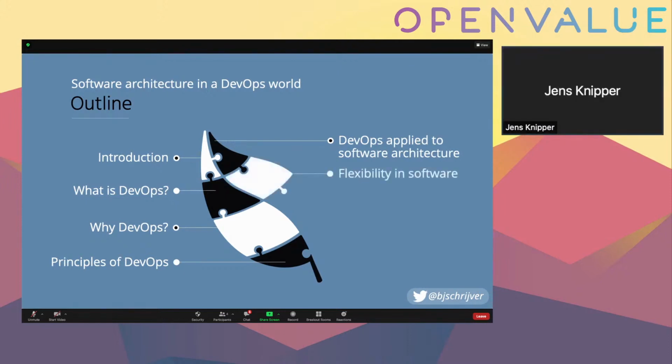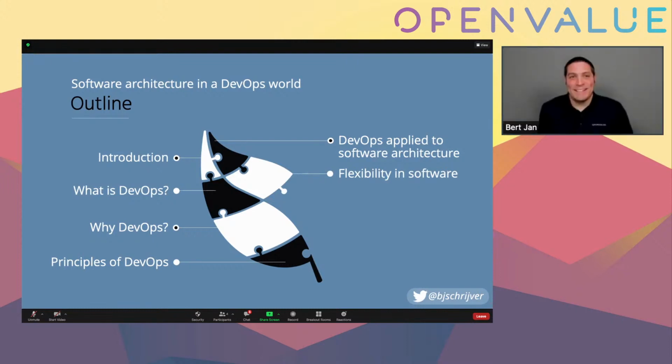Bert Jan, could you maybe hold on for a couple of seconds? We're trying to fix the screen. Oh, it's there, I think. No, it's there. Okay, take it away. Sorry. Well, you said a couple of seconds, so those couple of seconds are over now.